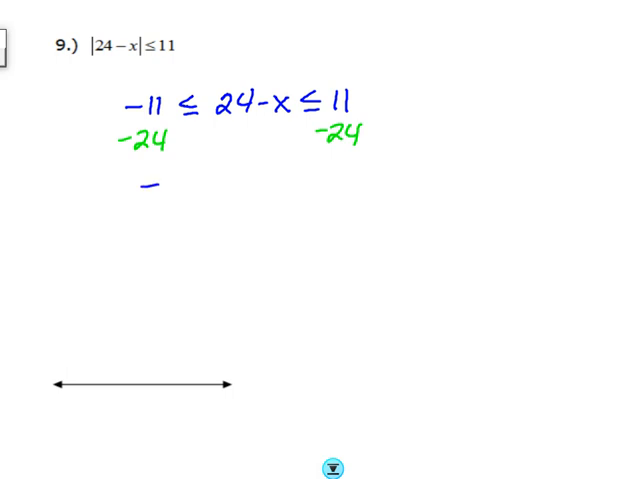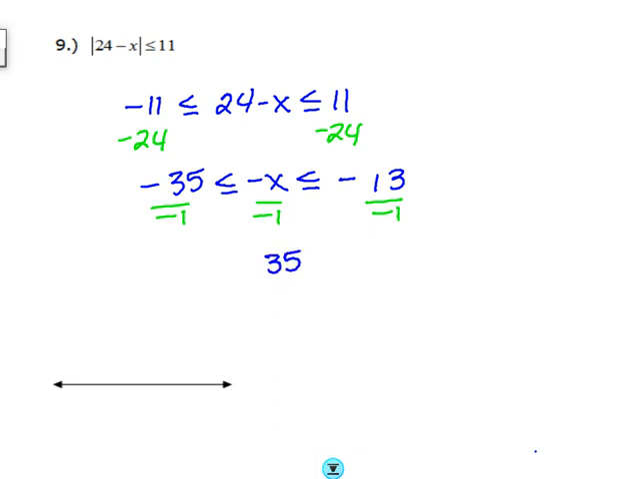So we get what? Negative 35 less than or equal to negative x, which is less than or equal to negative 13. All right, working from the middle out, divide by -1. Don't forget to do both ends. Right, negative 35 divided by -1 is positive 35. Now remember, when we divide by a negative, it flips over our inequalities. And negative 13 divided by -1 is positive 13.